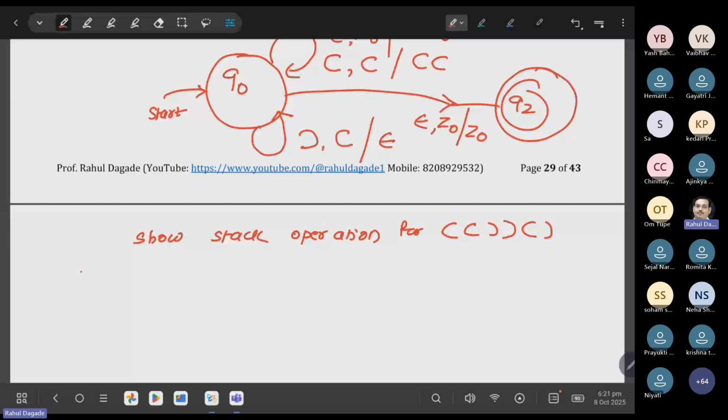Now here, opening parenthesis and Z0 on top of the stack. So as per this, if an opening parenthesis is there, then we are pushing that onto the stack. For the opening parenthesis, let us push on the stack. So we are in the same state Q0.